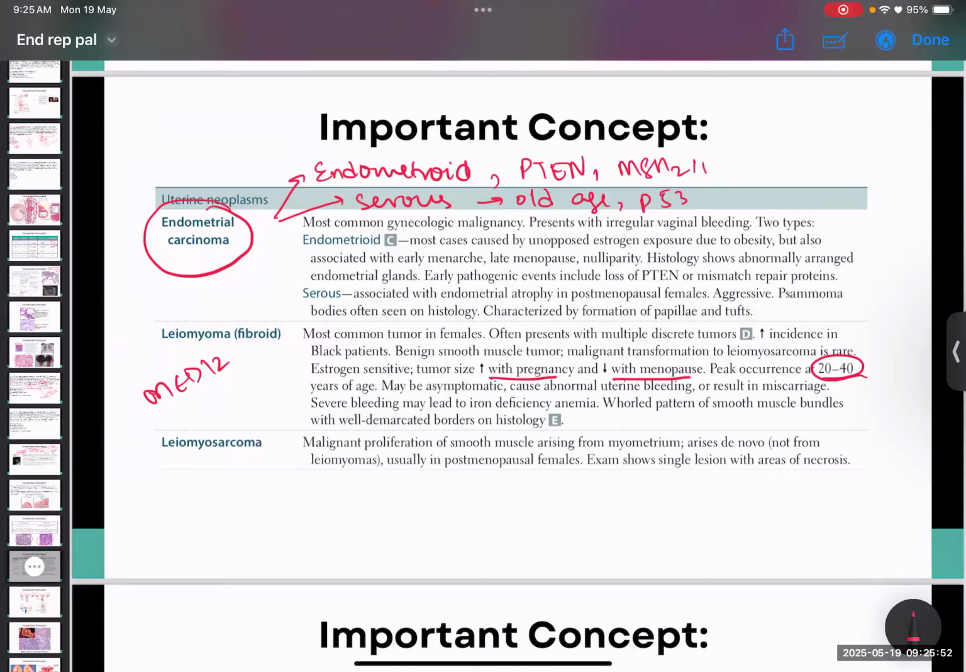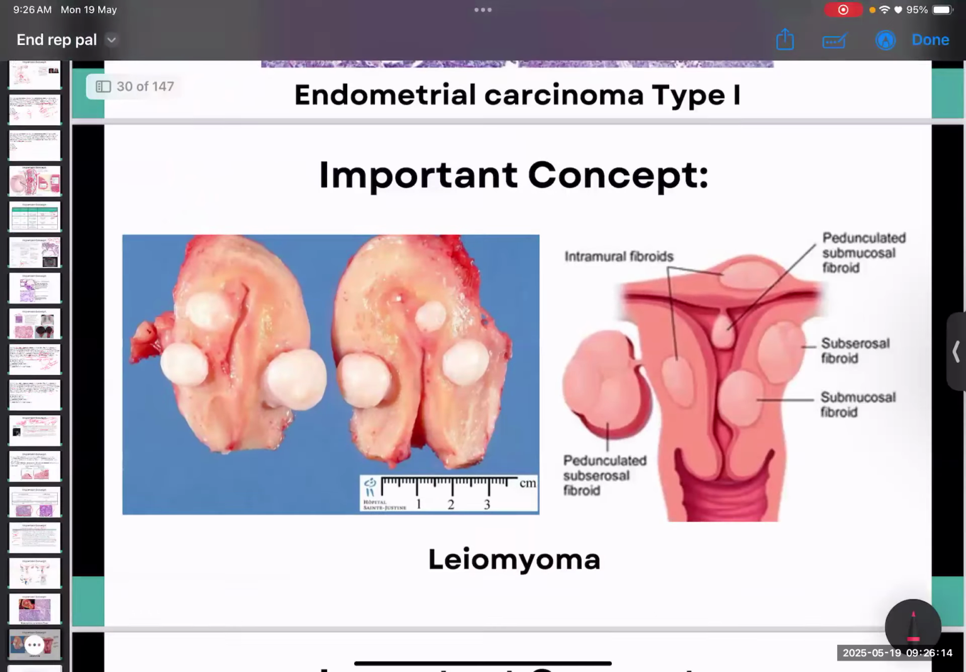Sometimes it can be asymptomatic, but it can cause a lot of abnormal uterine bleeding and menorrhagia as well. So sometimes a patient might come with iron deficiency anemia, but patients with endometrial carcinoma can also come in with iron deficiency anemia because they would be presenting with abnormal uterine bleeding. And this is how leiomyomas look like.